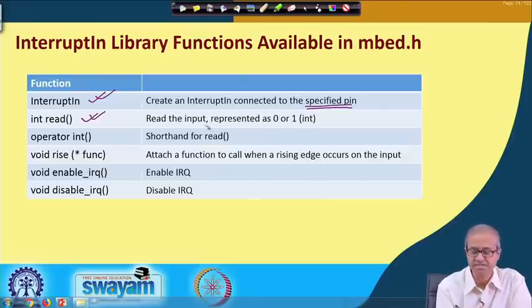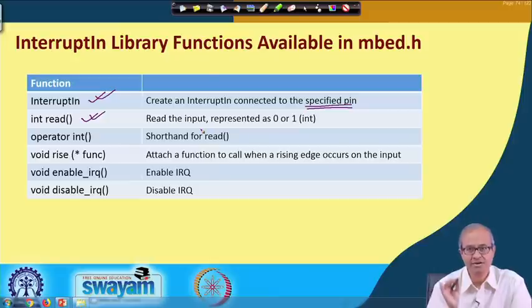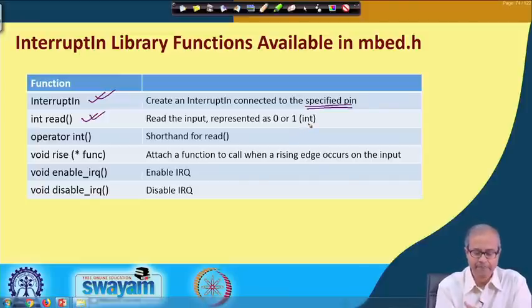Read means you can read the status of the interrupt input, whether it is 0 or 1 currently. If you call read, you can read the input, and it will come as either 0 or 1 of type integer. If you just use the name of the object you are creating, that is a shortcut for read. And there is a function called rise, where as a parameter you give a pointer to a function.